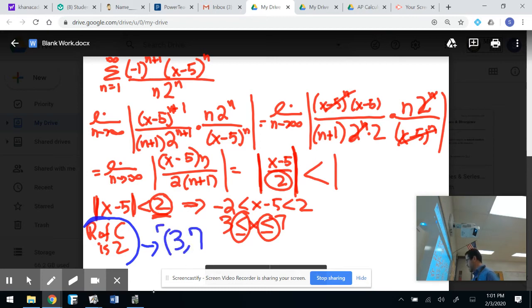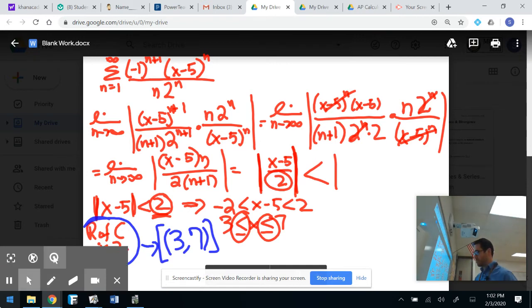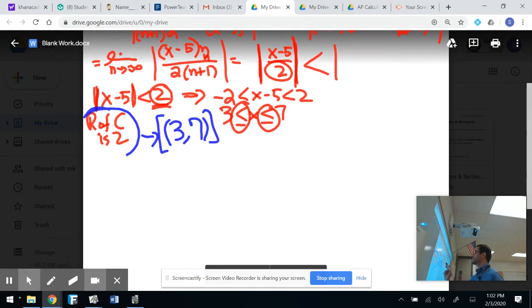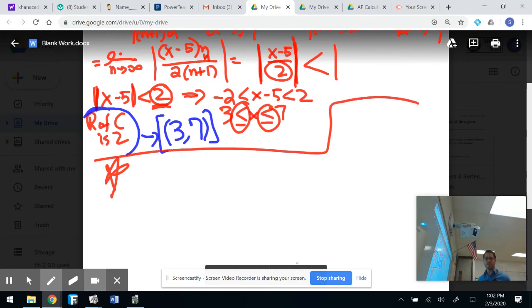And it's either a bracket or a parenthesis. Well, Mr. T, how do I figure out if it's a bracket or a parenthesis? Well, I will show you how. The way we figure it out is kind of nice because we've already done this stuff. The way I figure out if we include the endpoint or not is I just use this value 3 and plug it into the original problem for x.